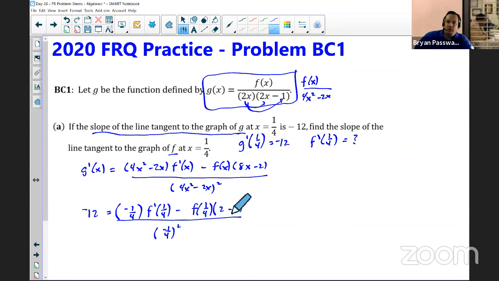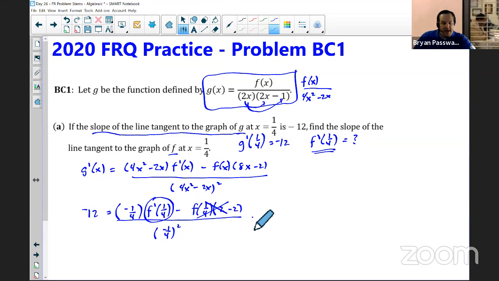So I have this equation. I have 2 unknowns, right? We're trying to find f prime of 1/4. This is what we're trying to get right here, which would be fine if I didn't have something else. But luckily for us in this problem, just by kind of trusting the process, 2 minus 2 is 0, and then 0 times f of 1/4, that's going to just kind of cancel out, right? It's going to become 0.